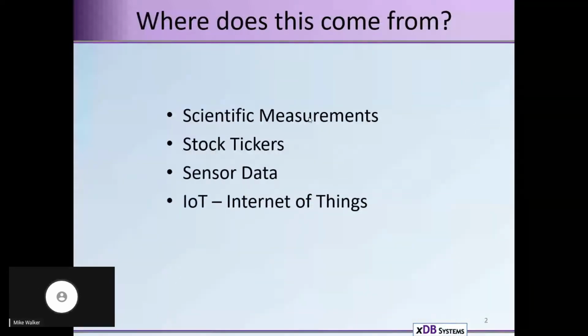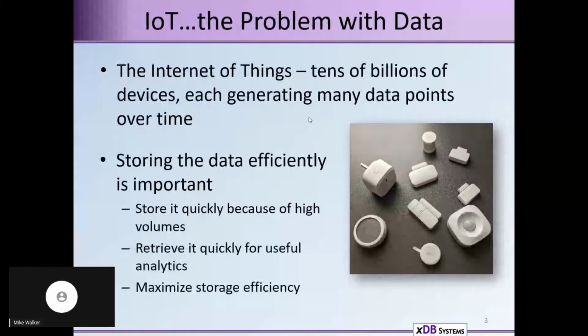So where does time-based data come from? A variety of sources. You can imagine doing a scientific experiment where you're measuring changes in something over time, or stock changes with ticker symbols and plotting the price of a stock over time. And a lot of data comes from sensors and especially the Internet of Things. So let's talk about the Internet of Things briefly. The Internet of Things, where there's literally billions of devices all around the world, each one generating a ton of data over time. Now, it's important we store that data as efficiently as possible.